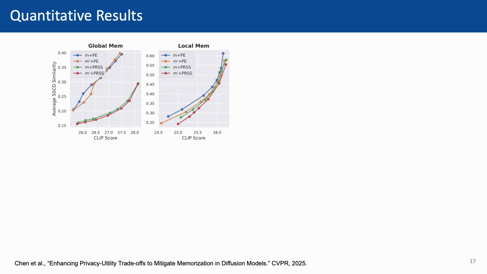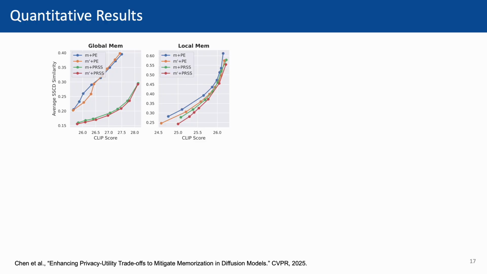Now let's look at some results comparisons. Remember, the mitigation strategy is only triggered when the detection strategy flags a generation as a memorization risk. So here, we test two baseline detection signals, M and M', and compare performance using our PRSS approach versus the standard prompt engineering. That gives us 4 lines in each figure. We evaluate both global and local memorization scenarios.